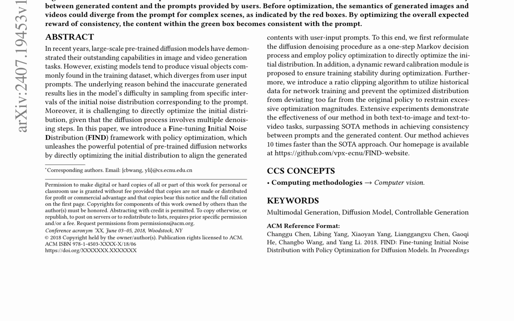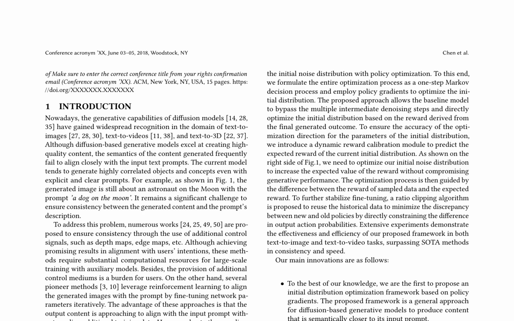The main innovations include proposing an initial distribution optimization framework based on policy gradients, formulating the optimization as a one-step MDP, and introducing dynamic reward calibration and ratio clipping algorithms for accuracy and stability.